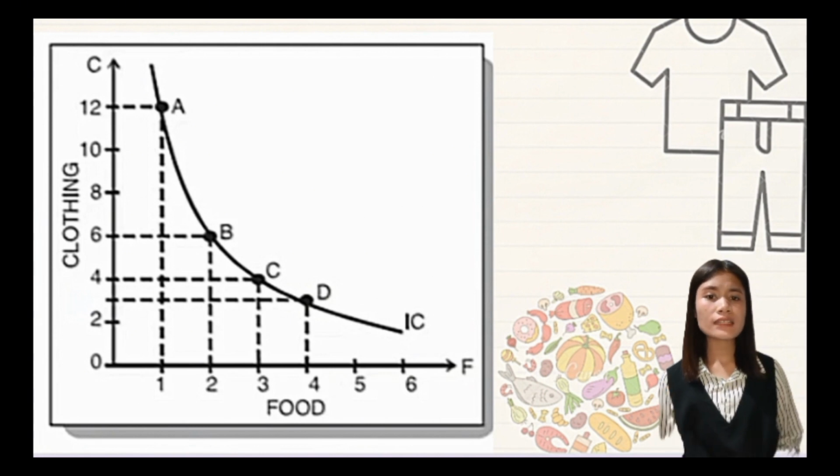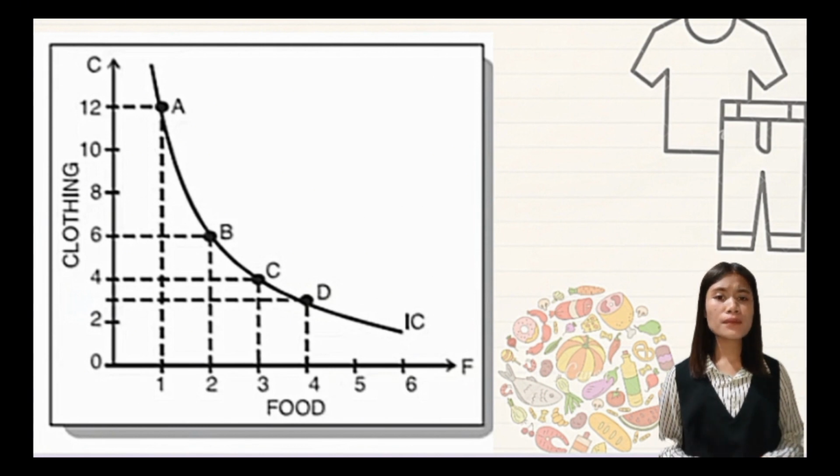Ang 12 na damit at ang isang pagkain ay makapagbibigay ng kasiyahan katulad ng kasiyahan na maibibigay din nitong point B, which is ang 6 na damit at 2 pagkain. Ganon din naman sa point C at point D.